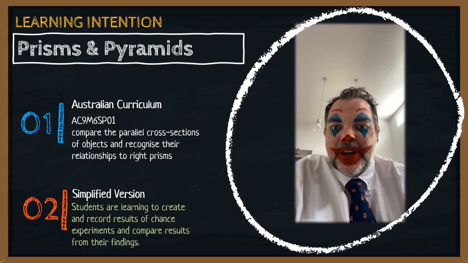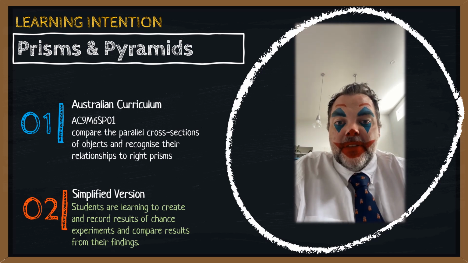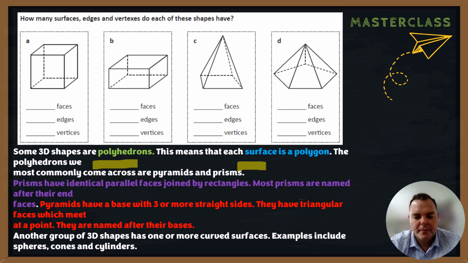Today, we're going to be learning all about pyramids and prisms and how we can identify them from their characteristics. Okay, we're going to be investigating some prisms and pyramids.